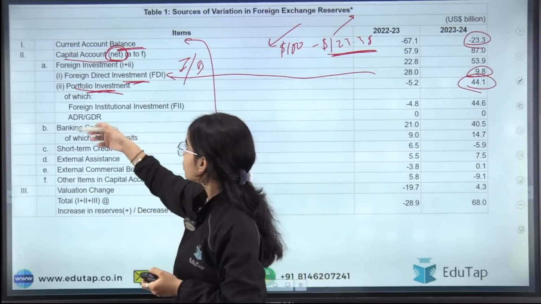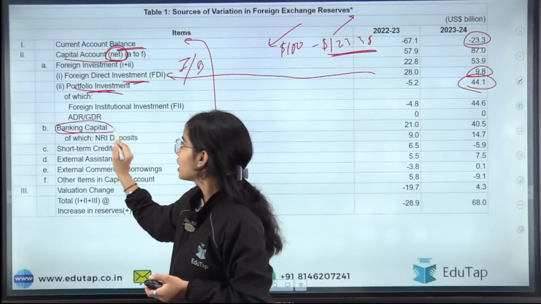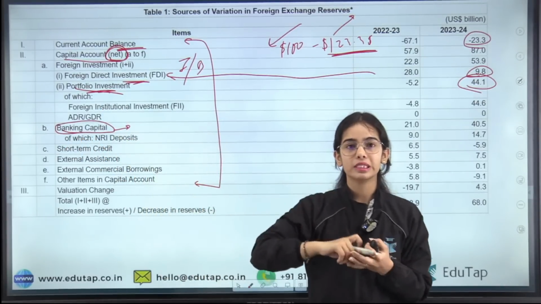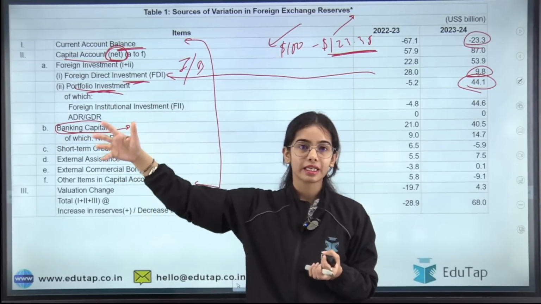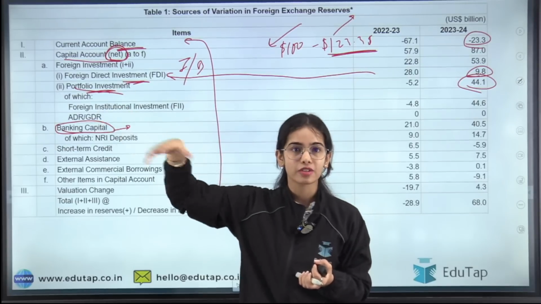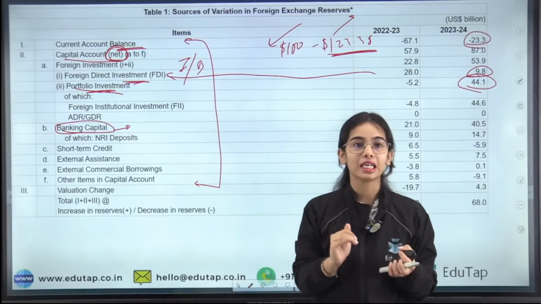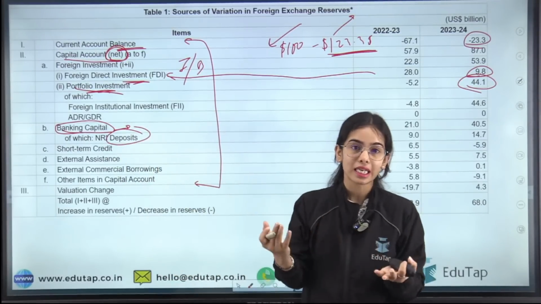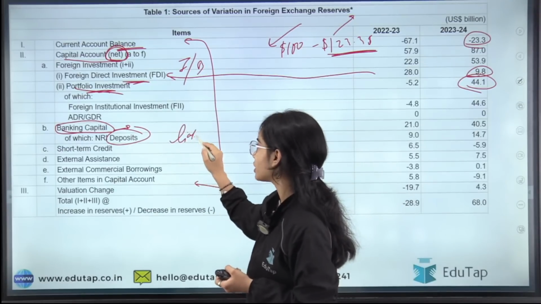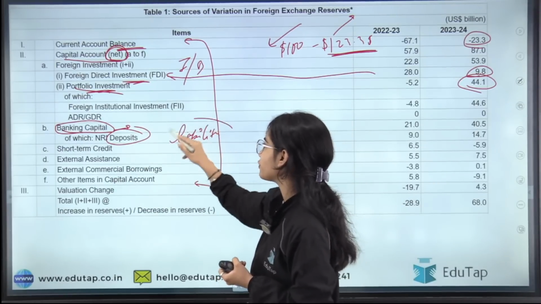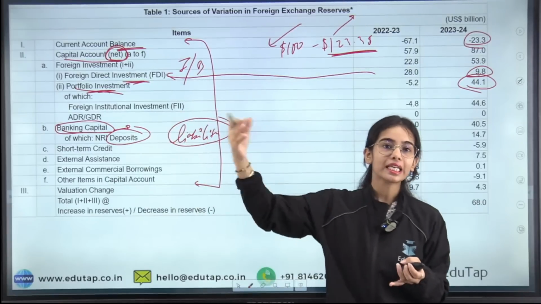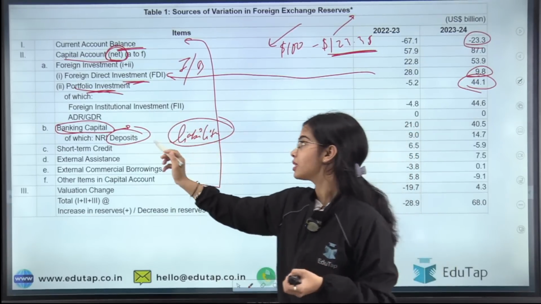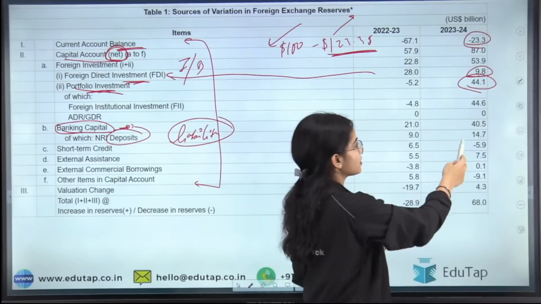Okay. Now this banking capital is also there. Banking capital means that there are many non-resident Indians, or many non-residents, foreigners, who are depositing their money in our country. The deposits that are coming into our country are a liability for our country, because we have to return this money, because these are individuals living abroad. So they can take their money at any time.